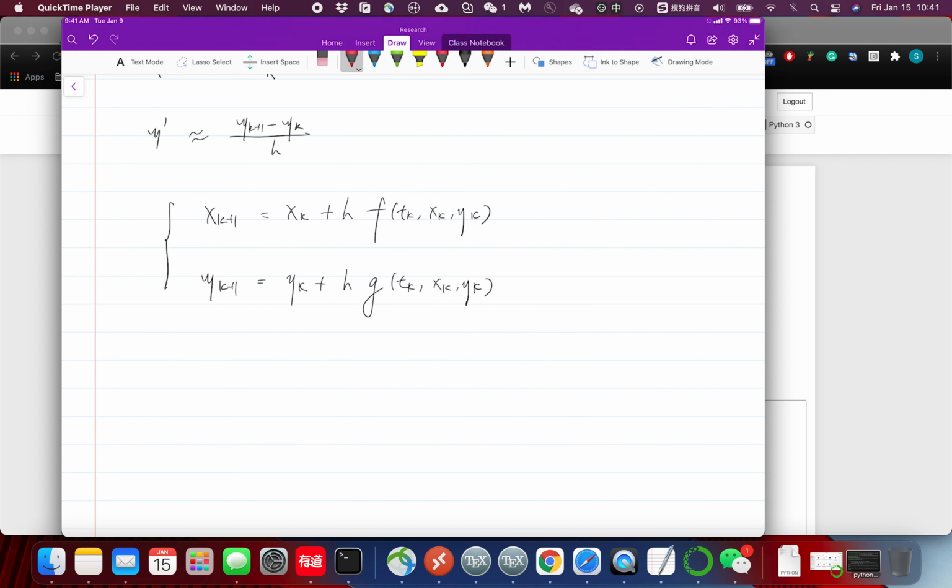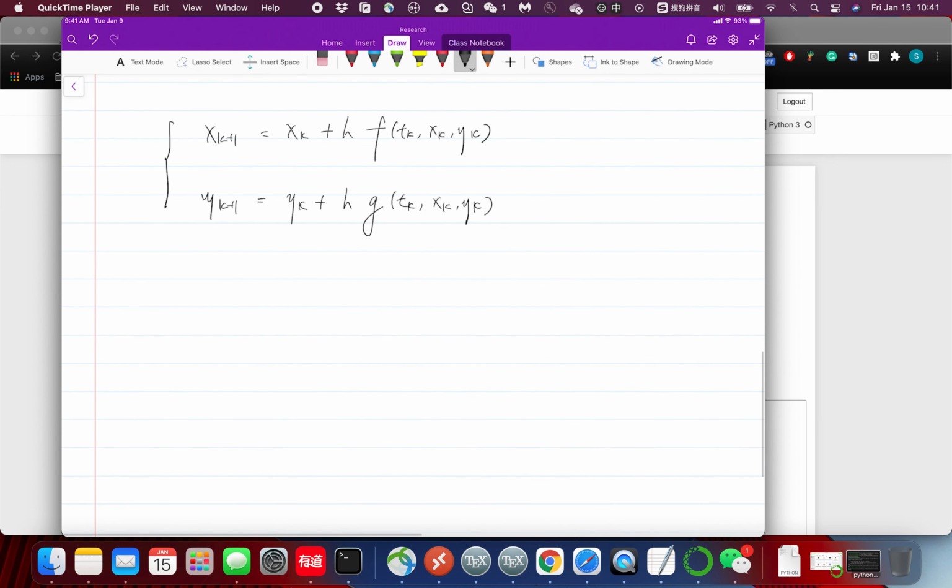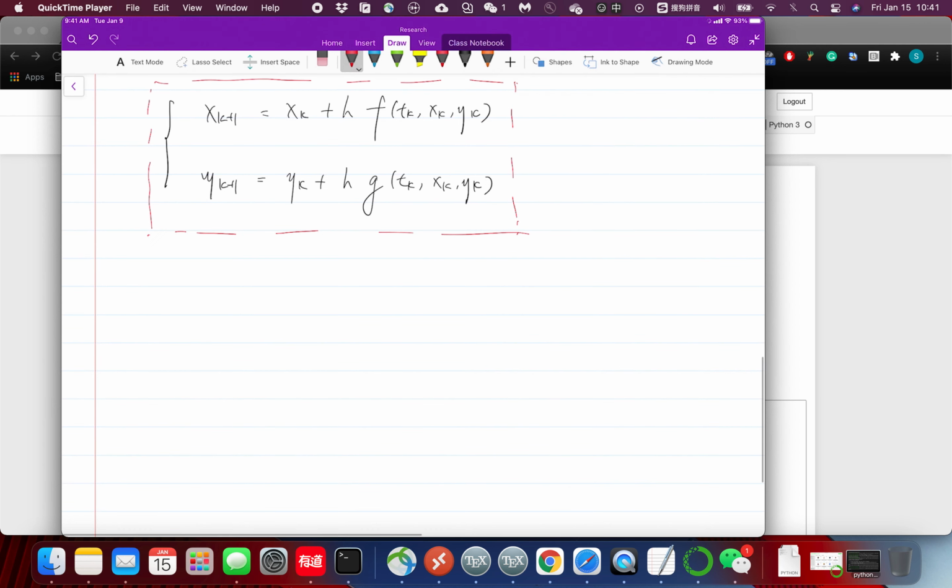If it's completely decoupled, then xk plus 1 and yk plus 1 can be solved separately, because x only depends on x, but now xk plus 1 depends on xk and also yk, so they have an interaction between them. So that is called Euler's method for 2 dimensions, which can be easily done using a for loop.